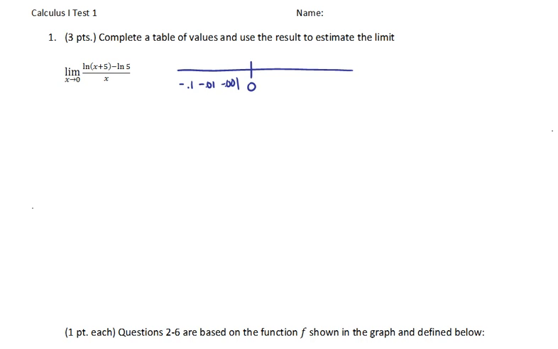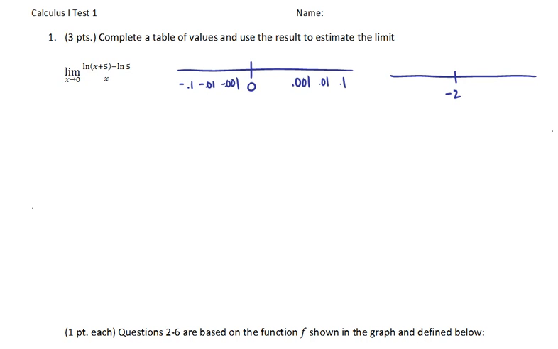Approaching from the right side, we're going to do the same thing. 0.1, 0.01, 0.001, etc. Now if we were approaching a number other than 0, and I'll give an example of a negative and of a positive number.